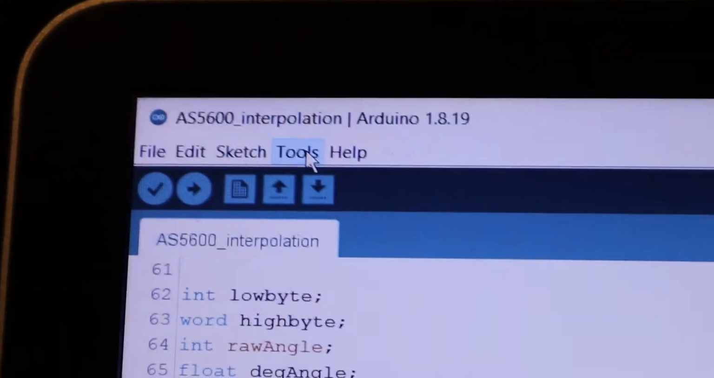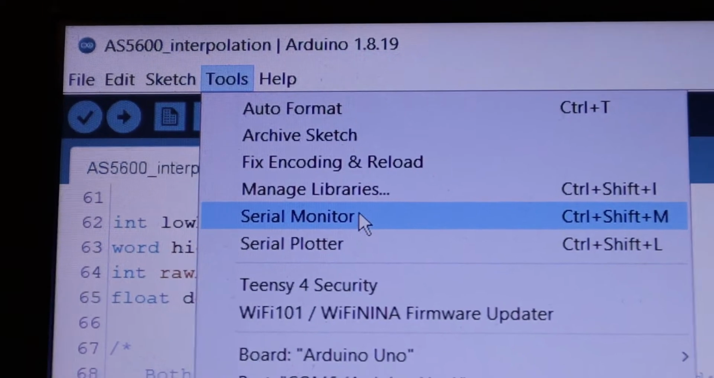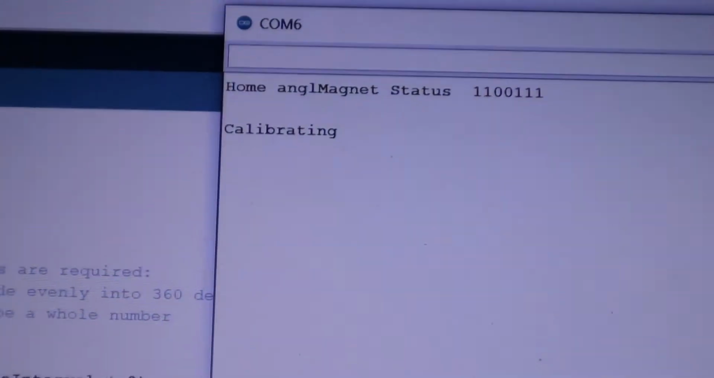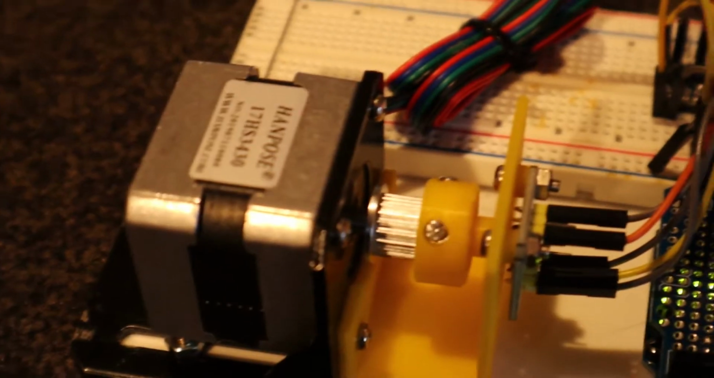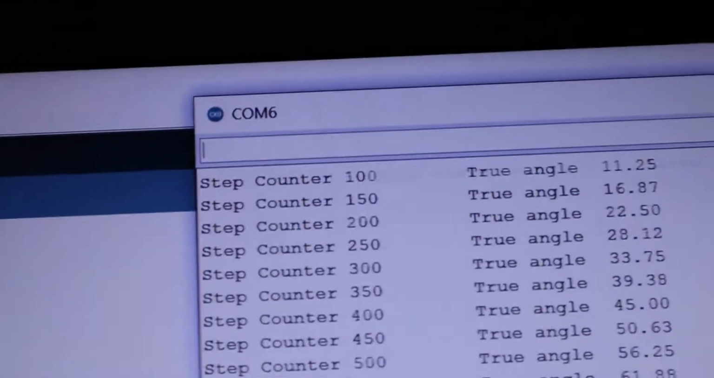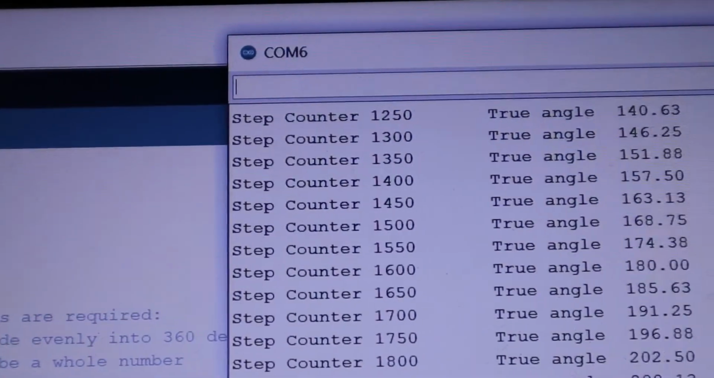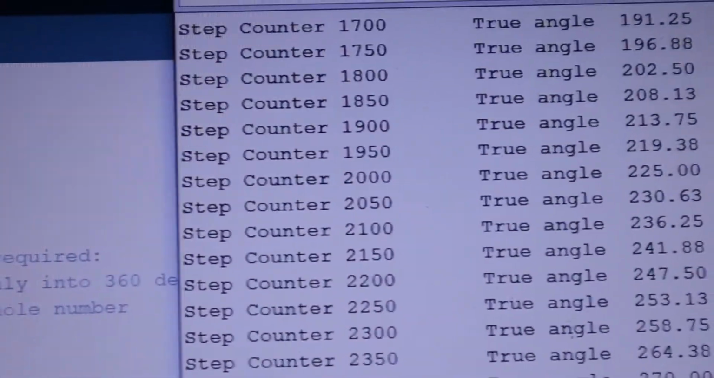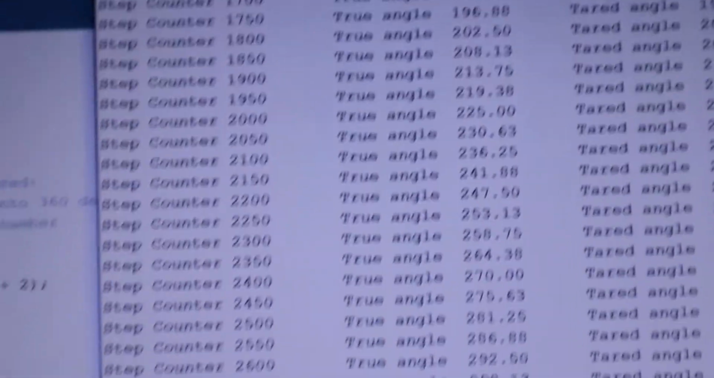I'll now run the program. The motor's now turning, and after it's gone through, it returns to the home position just to verify there's been no lost step counts, and then I step the microstep through every 50 microsteps to get a bunch of angles.